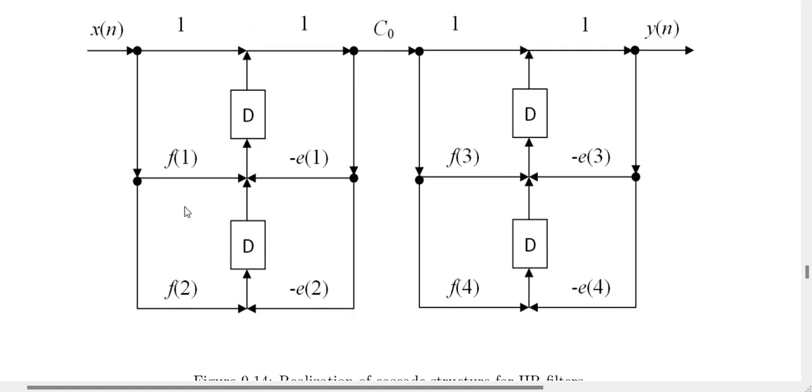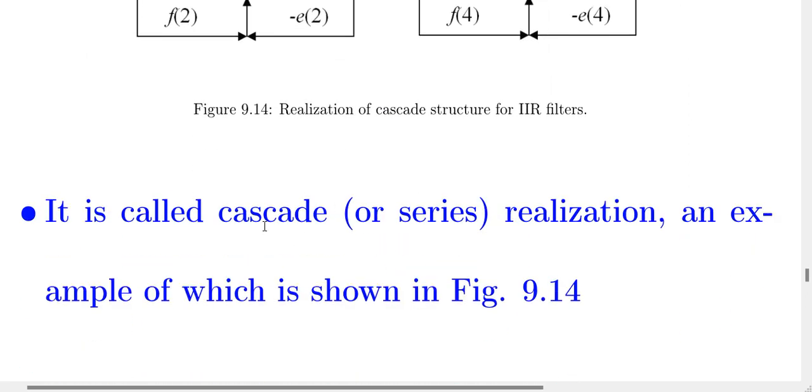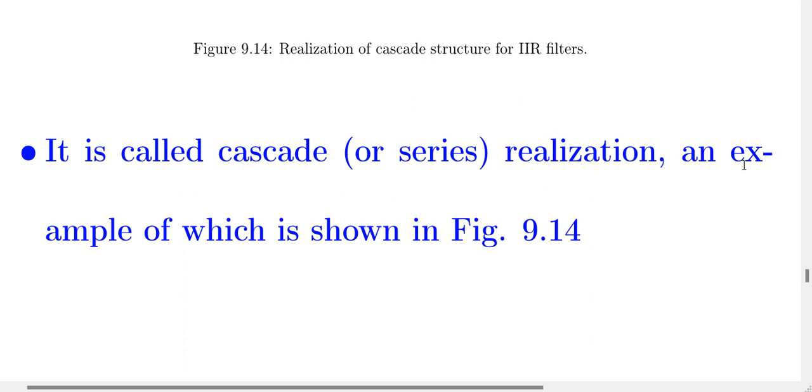The first part, cascade, the second part. Very simple structure. It is called cascade or series realization, an example of which is shown in figure 9.14.